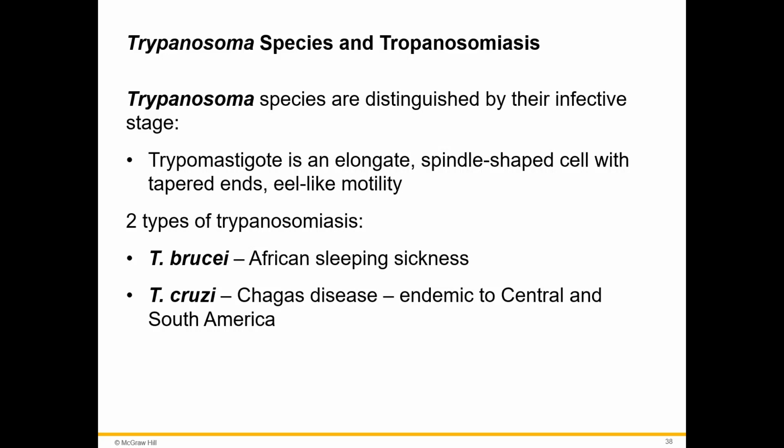It is. It's kind of swimming through and around. And so we have two different types that I want us to take a look at. We've got Trypanosoma brucei, which causes African sleeping sickness. And then we have Trypanosoma cruzi, and this causes Chagas disease. And this is endemic to Central and South America.